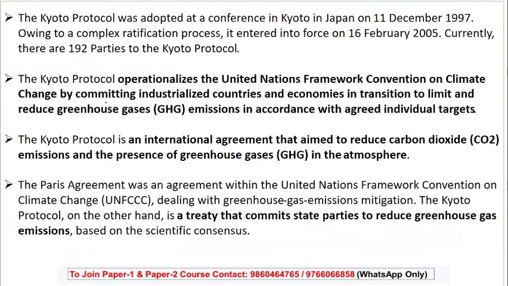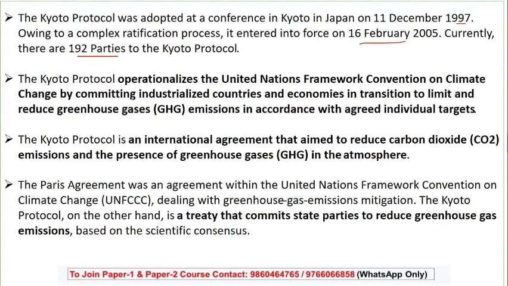Then going to the next is the Kyoto Protocol, which was adopted in Japan on December 11th, 1997. Again, in the Kyoto Protocol, one of the keywords is emission, okay, greenhouse gases. These are the related keywords which you can find in examination. It involved a complex ratification process, and it came into force on 16th of Feb 2005. Currently, there are 102 parties to this protocol.